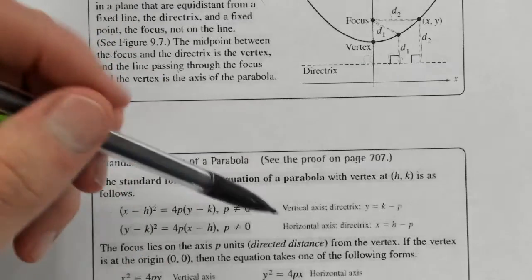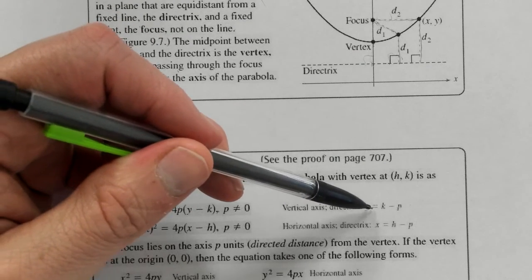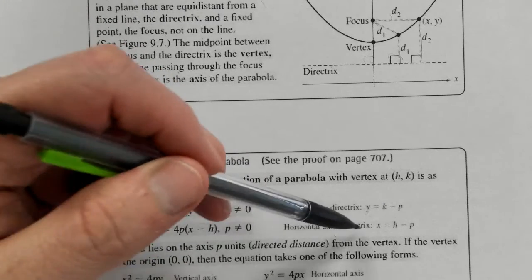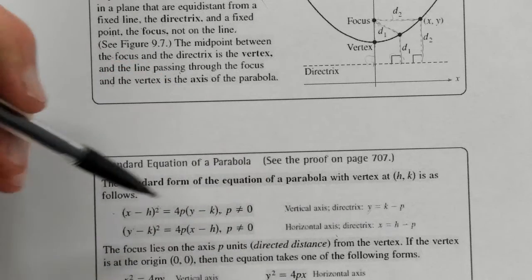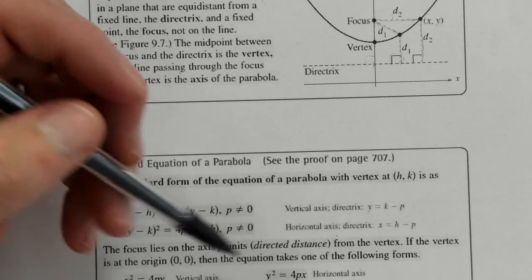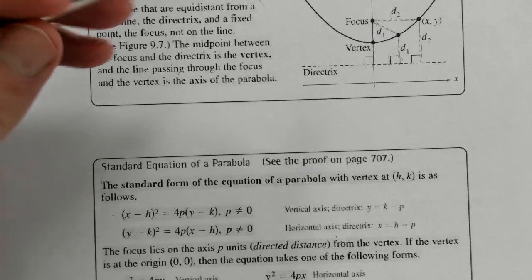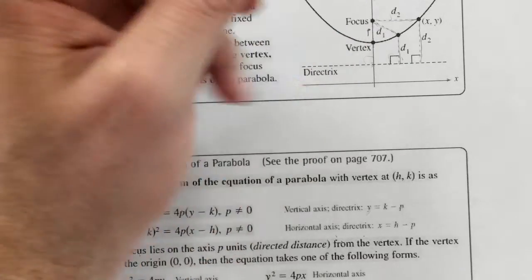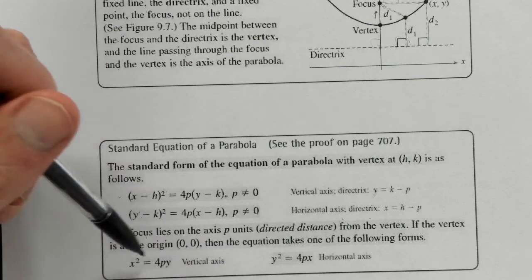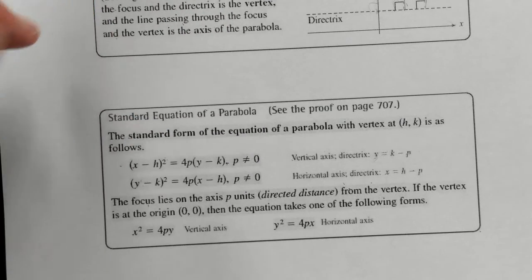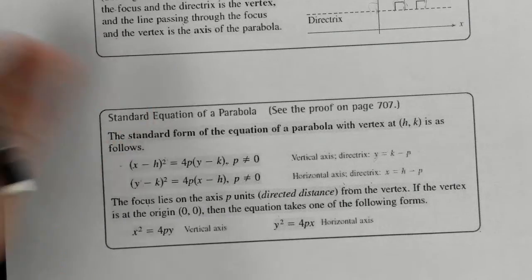And the line for the directrix can be written as y equals k minus p for a vertical parabola, and for a horizontal parabola it can be written as x equals h minus p. And with this value p, the focus lies on the axis p units from the vertex. So that distance right there is p. And of course, if you've got a vertex at the origin, then the parentheses are gone, and that's the form that the parabola takes on.